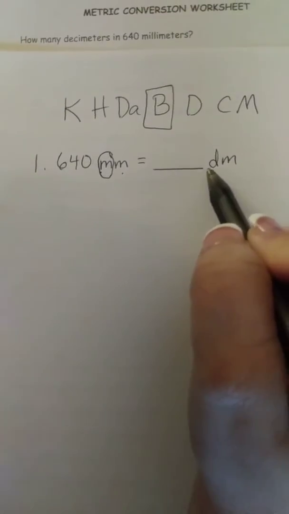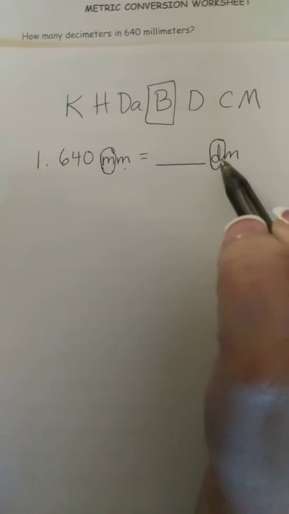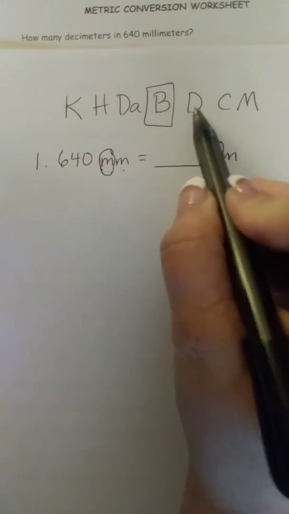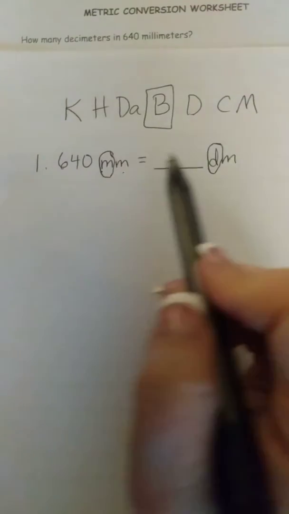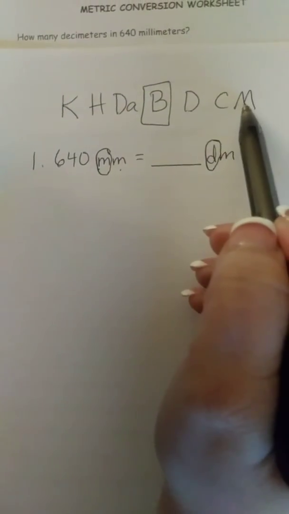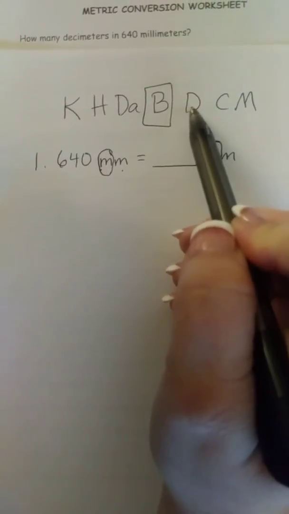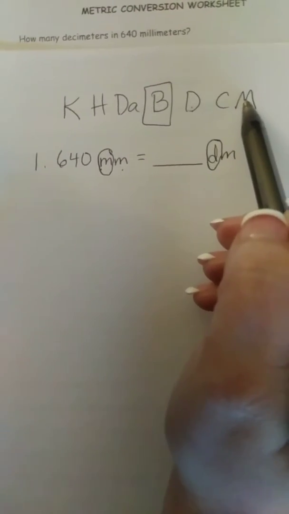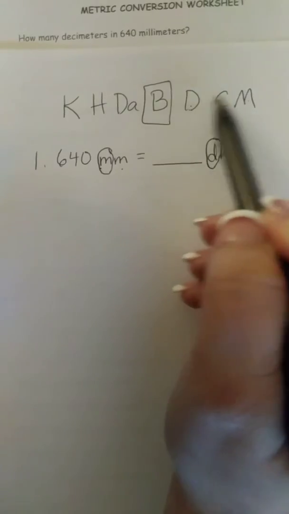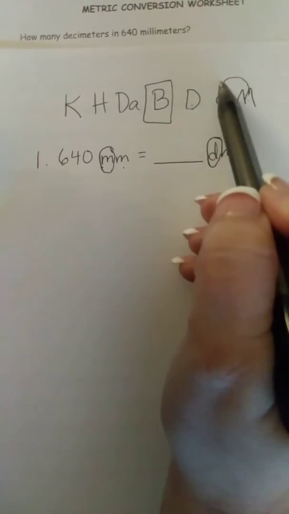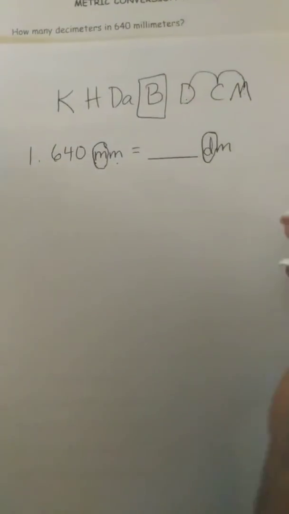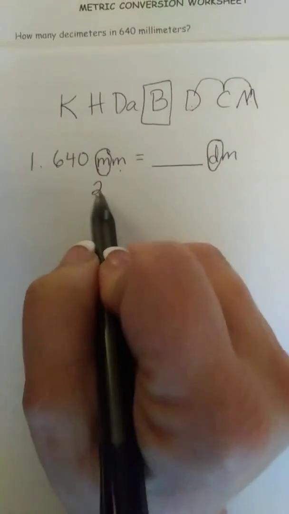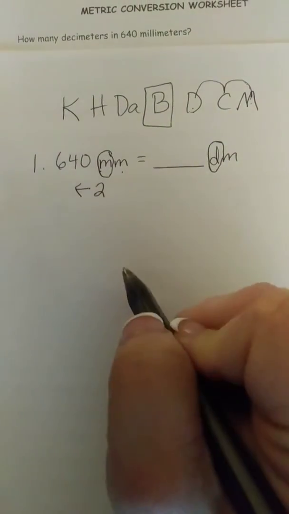Then you're going to look at where are you going. We need to go to D, which is deci, right here. So you're going to start at milli, and then you're going to go to deci. So you're going to count how many jumps does it take to go from milli to deci. 1, 2. So you're going to write 2 spaces to the left.